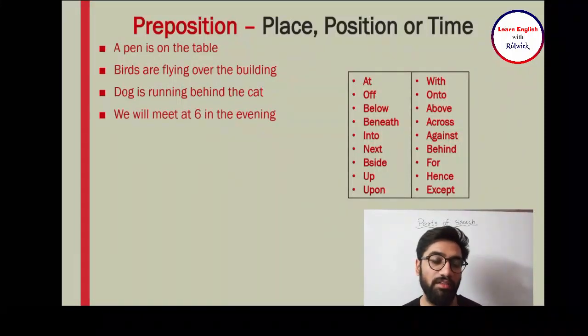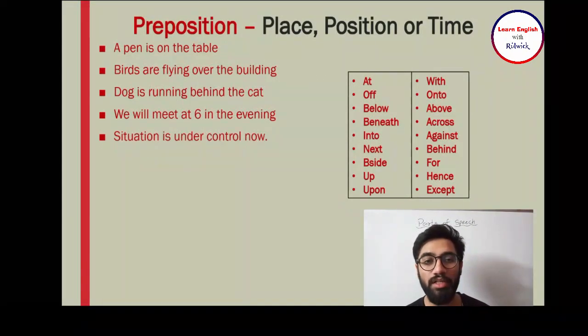We'll meet at 6 in the evening. There are two prepositions present in this sentence. Both are talking about the time. And the last sentence, situation is under control now. This sentence talks about the status of the situation, and there is a word which can help us understand this sentence better.